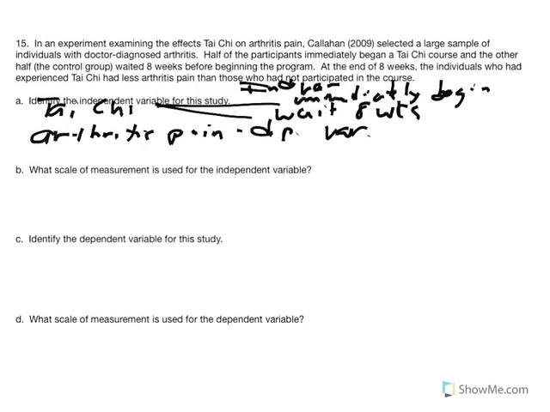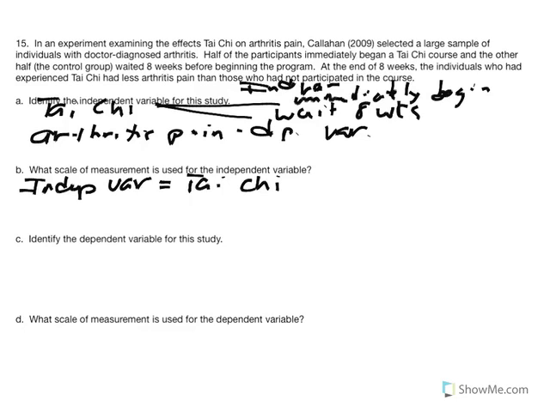What scale of measurement is used for the independent variable? So again, the independent variable equals Tai Chi. The scales of measurement are nominal, ordinal, interval, and ratio. So again, it has these different categories: immediately or wait 8 weeks. Let's talk about what nominal is. Categorical values, so named categories. So Tai Chi, you get it now, you get it later.